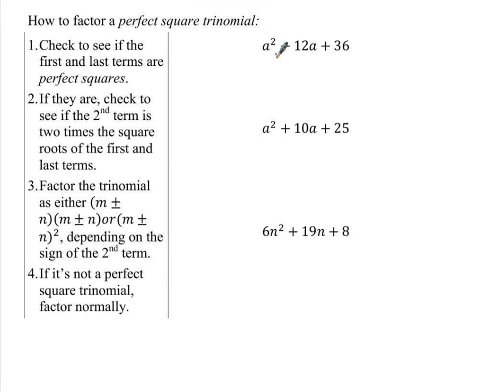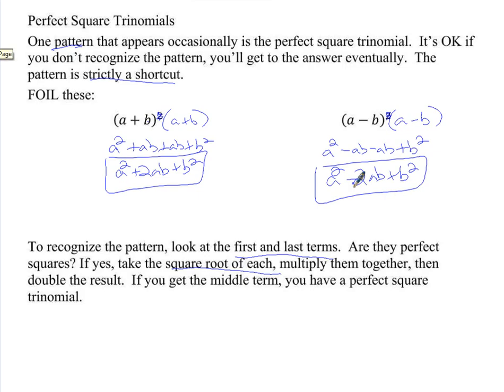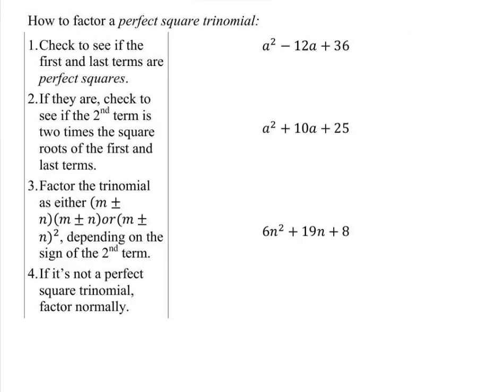So what's the square root of a squared? It's a. What's the square root of 36? It's 6. Multiply those two together and you get 6a. Now double it. Do we get the middle term? Yes, we do. We get 12a. What about the negative? The negative shows up here. And then we're going to factor it into that. Okay? So the pattern is there. The negative sign tells me that I'm going to have this setup with a negative sign in between. This term is the square root of that first term, a. This term is the square root of this term, 6. That's your answer.